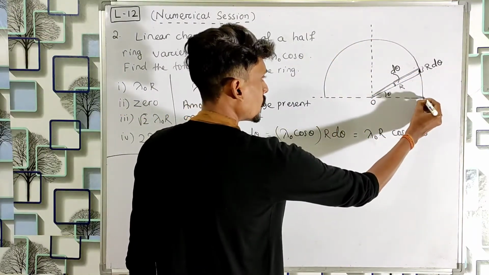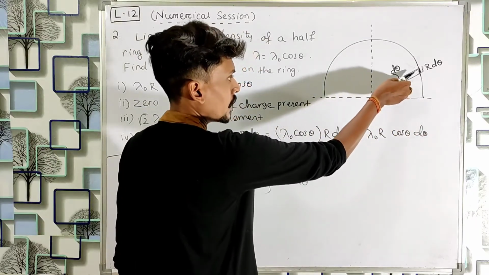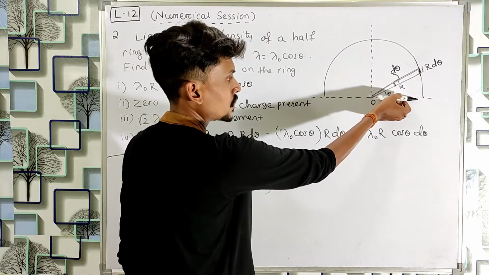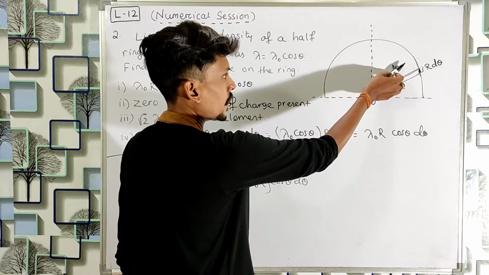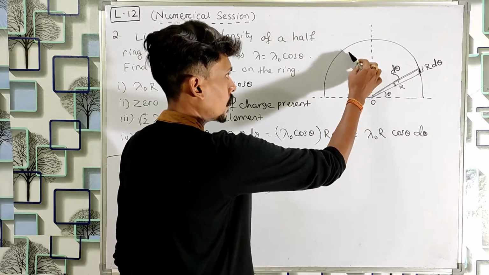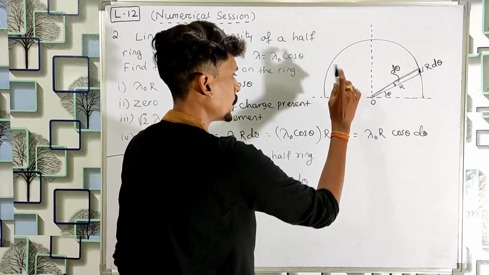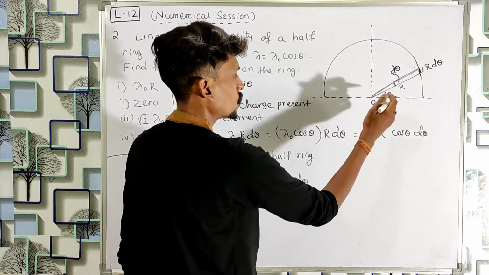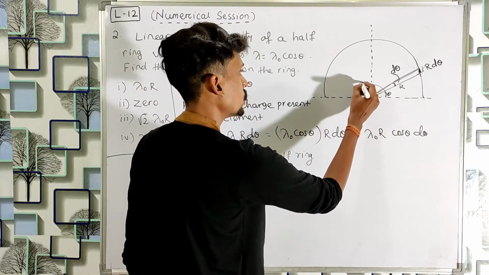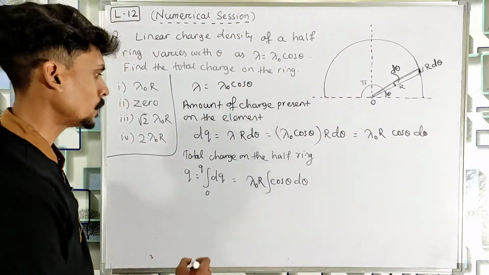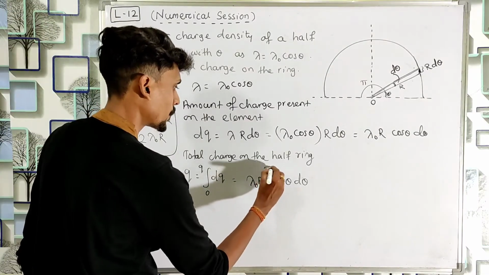When you choose the element here, then this line will coincide with the x-axis, so the angle will be 0, and gradually if you change the element position, then finally the element can be chosen up to this point. So the angle theta will vary from 0 to pi, so the limit is 0 to pi.